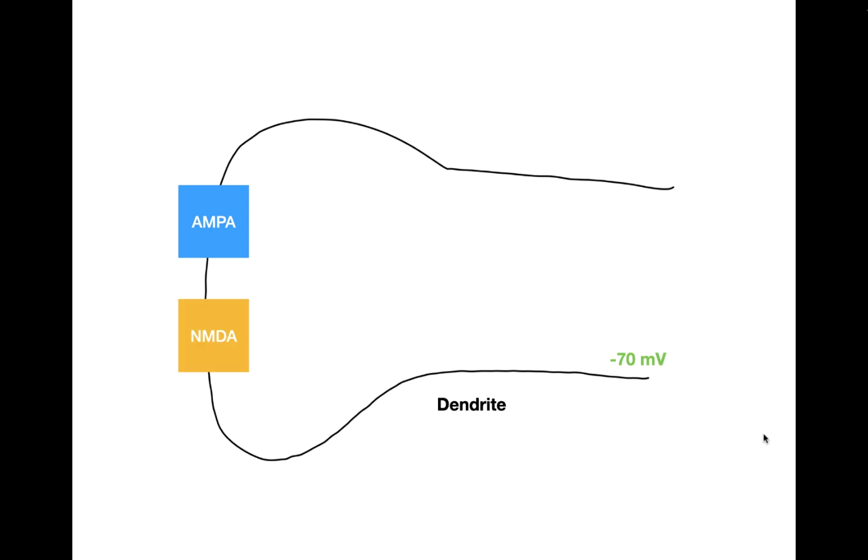So remember that the AMPA receptor is a ligand-gated ion channel that binds to glutamate, and it causes a depolarization in most cases.